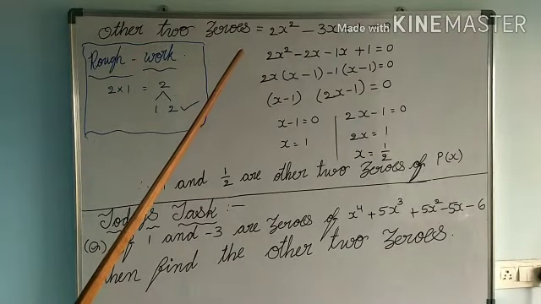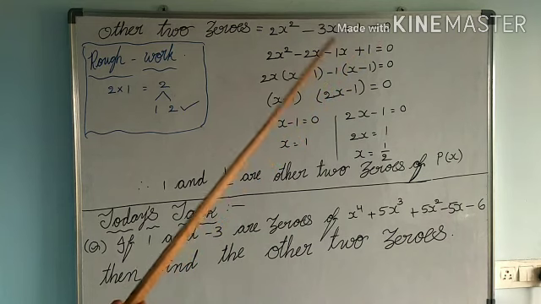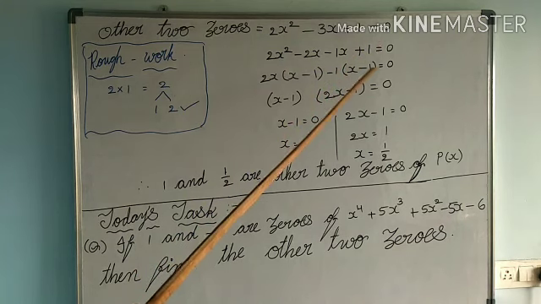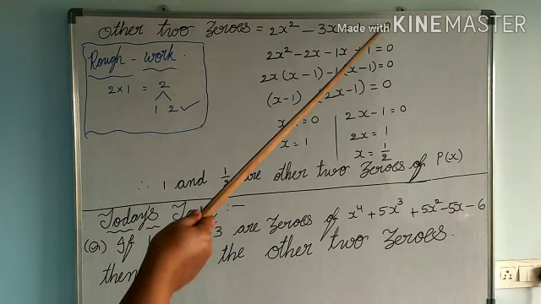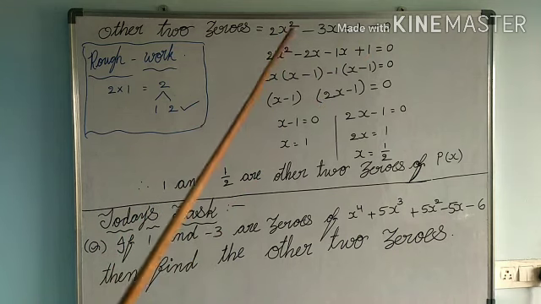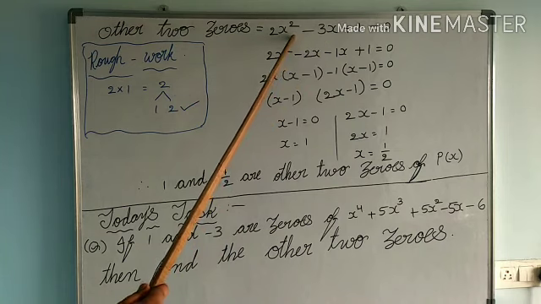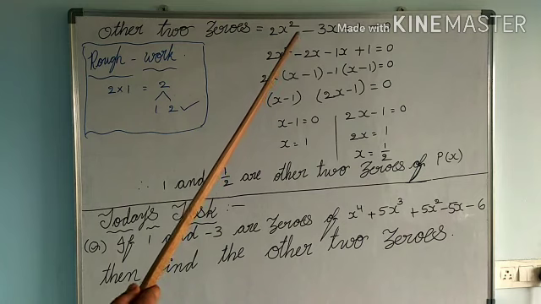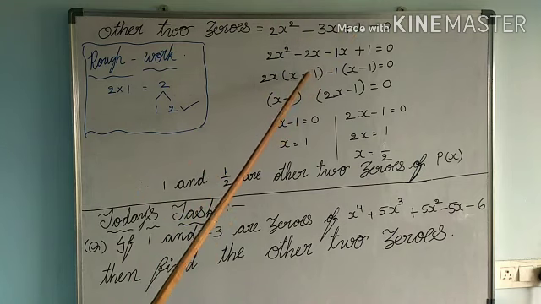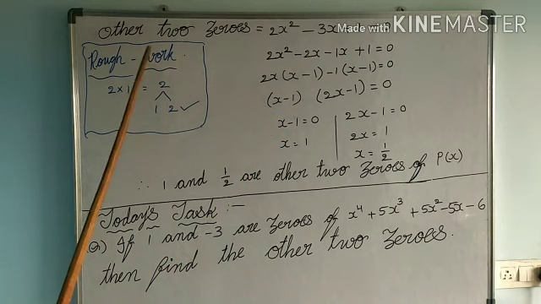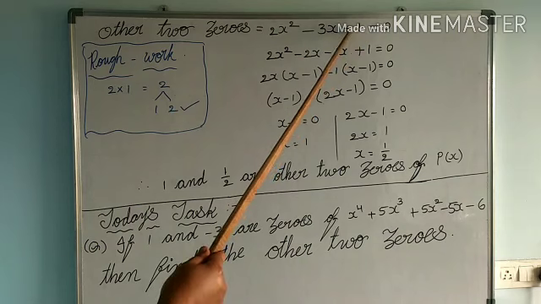For the other two zeros, 2x square minus 3x plus 1 is equal to 0. It means the total quotient is equal to 0. We got quotient as 2x square minus 3x plus 1 equals 0. Find the other two zeros from the quotient. Solve this equation by using the factorization method. You know the factorization method. Here the constant term is positive, that's why it is the addition model.